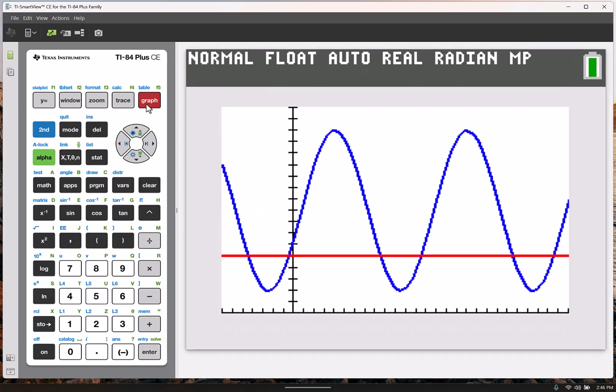Push graph. And mine's going to do it a lot faster than yours because this is a computer instead of a calculator. If yours does not look like that after changing the window, something's up. Check your parentheses.